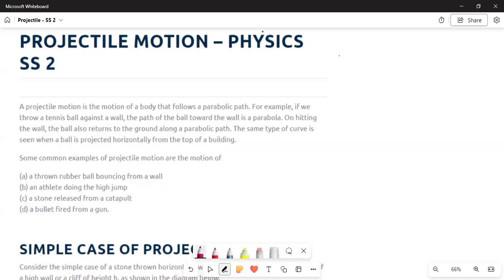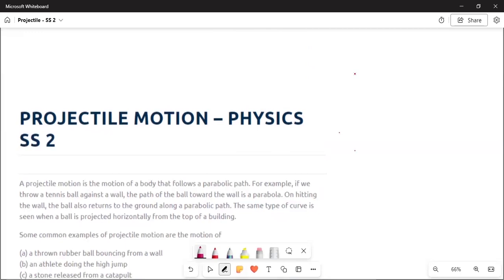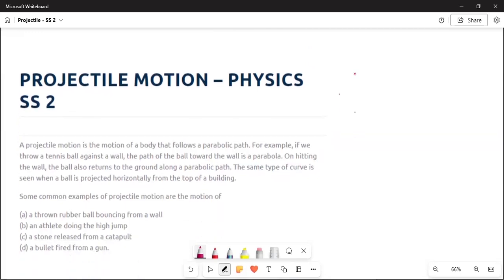In this lesson, we will be discussing projectile motion. In a previous class, we looked at motion generally with a focus on the equation of motion. So today, we want to take it a step further by considering a special type of motion known as projectile motion. A projectile motion is the motion of a body that follows a parabolic path.